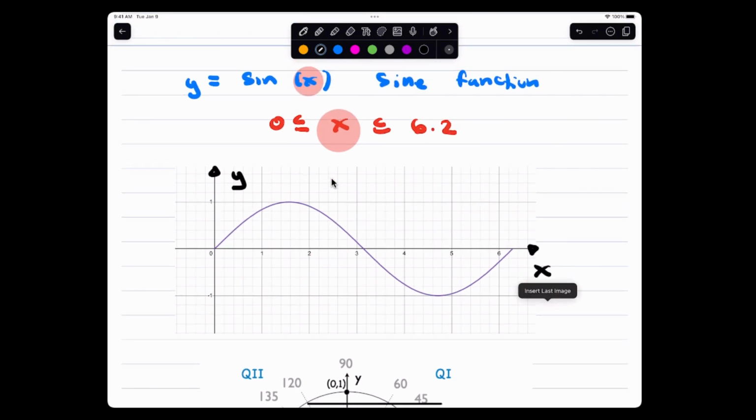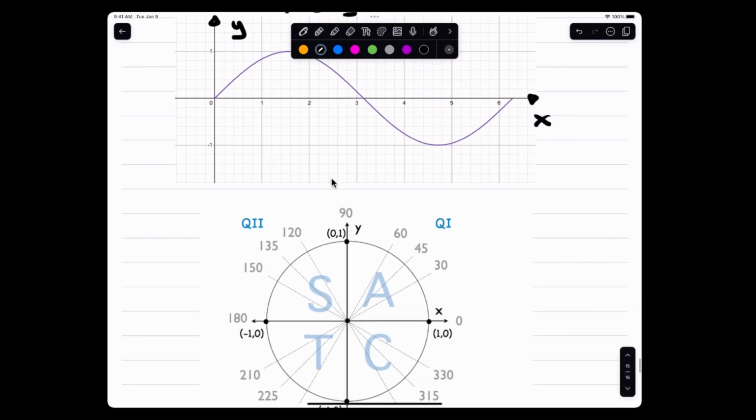So you have really your x between 0 and 6.2, which is 2 pi, and your y coordinates are going to be between, ladies and gentlemen, +1 and -1. So you're really looking at these values here. And they all come from that unit circle now.